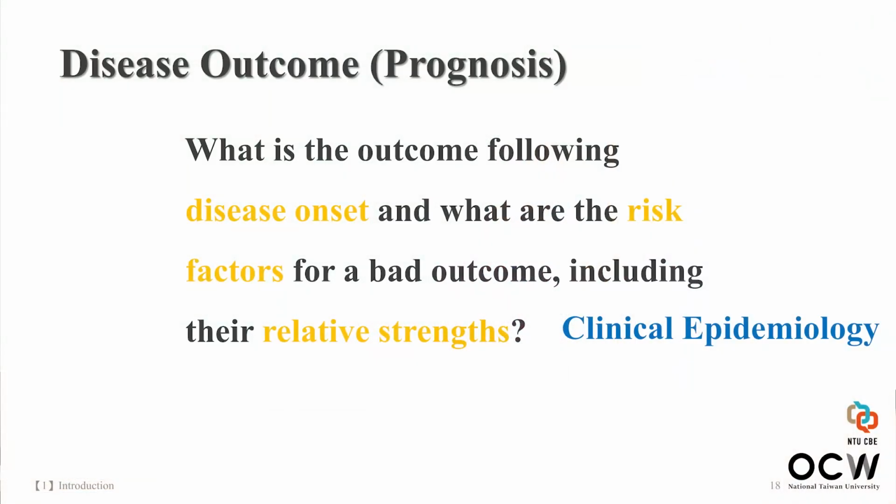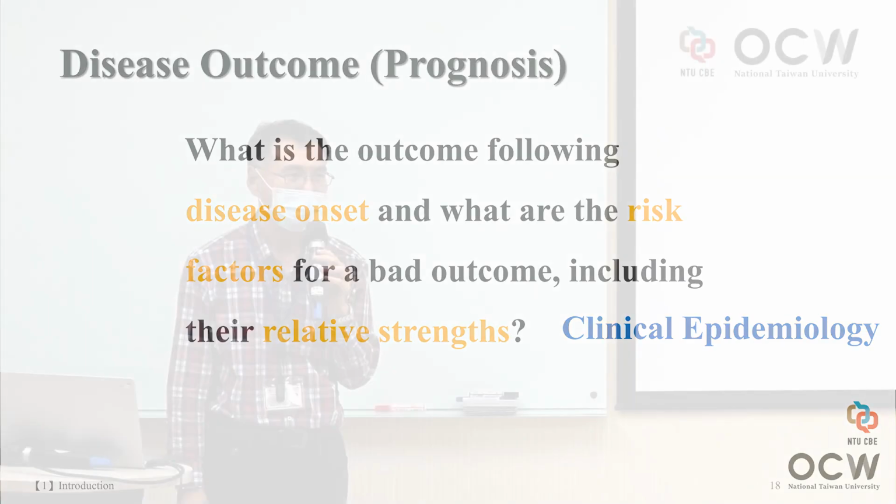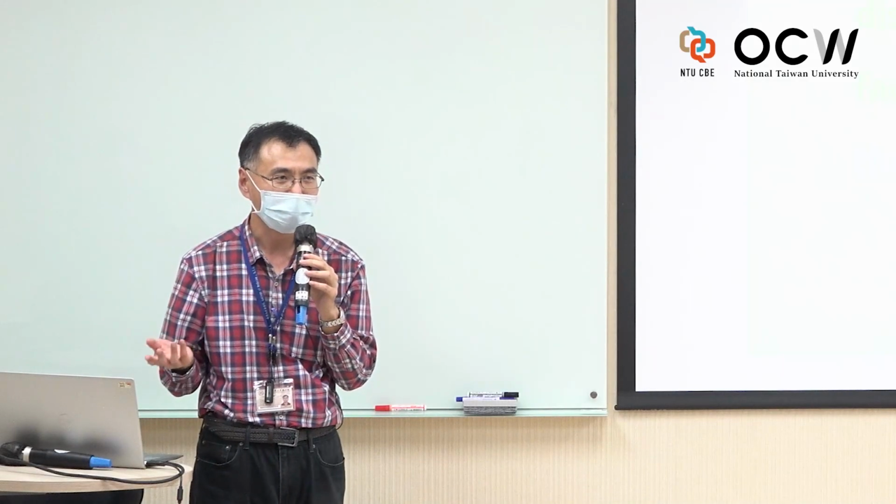And what are the risk factors for a bad outcome? The worst one would be death, right? And the other one could be blindness, could be kidney, end-stage kidney diseases, etc., include their relative strength. Then that's the issue we are going to answer by clinical epidemiology. We want to know the prognosis.